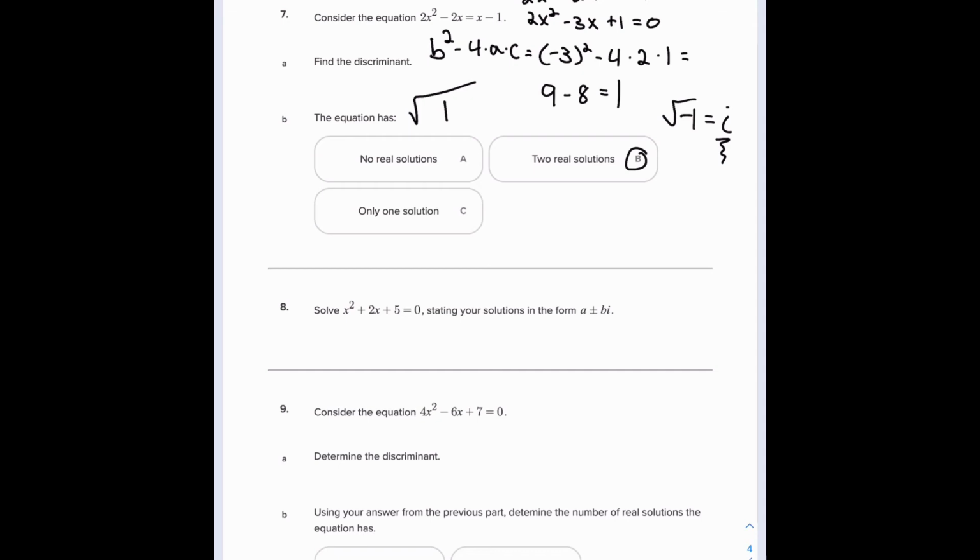And then if it were 0, we have opposite b plus or minus the square root of 0. Well, that's just 0. So we're just going to have opposite b over 2a, just for future reference for questions like that.